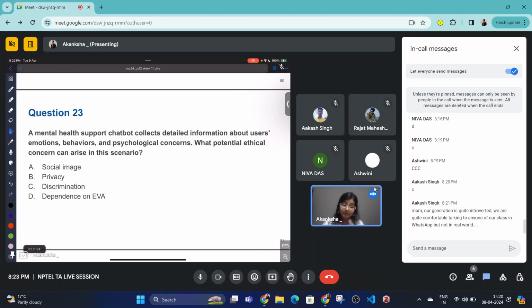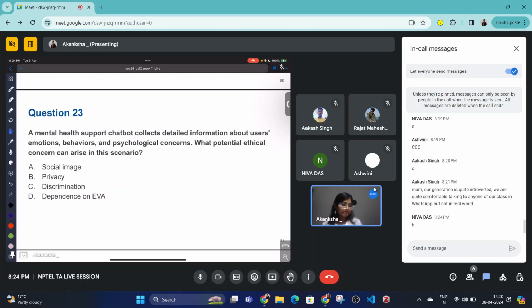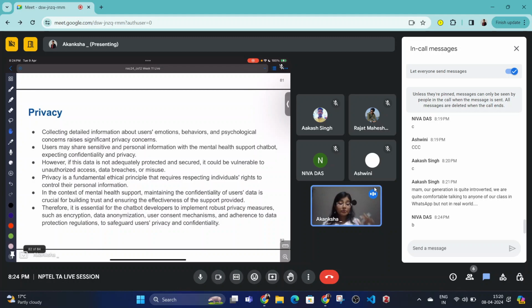Okay. Last question of this session. A mental health support chatbot collects detailed information about users' emotions, behavior, and psychological concerns. What potential ethical concern can arise? Social image, privacy, discrimination, dependence. Easy one. Correct. So it's more related to privacy because data is involved. Data is being talked about, right?